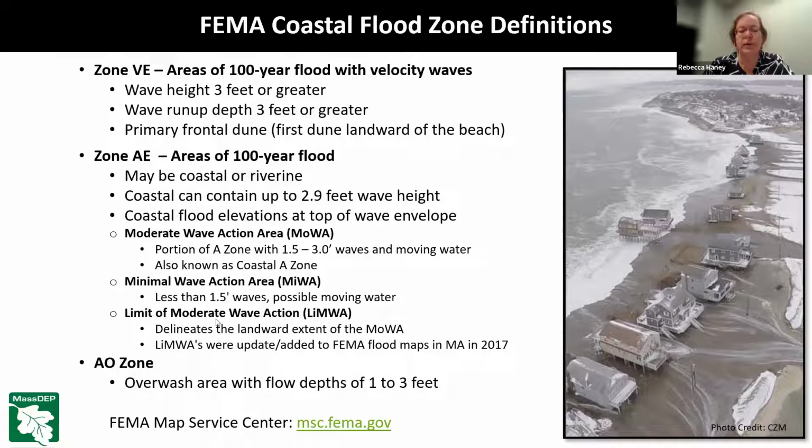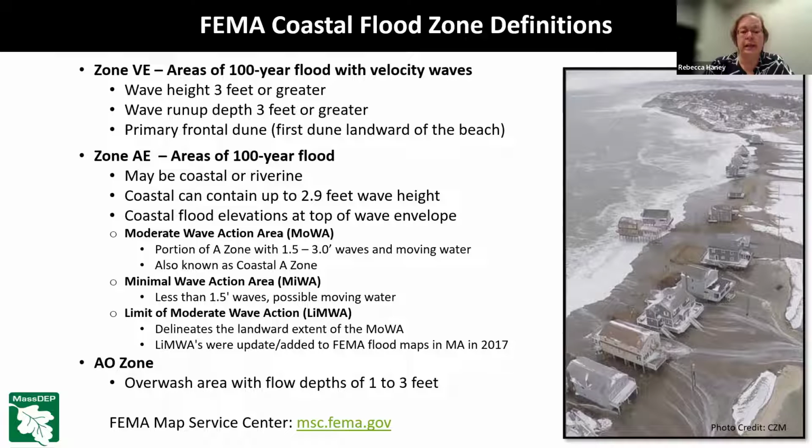on the flood maps. So the velocity zones are areas of 100-year flood with velocity waves that typically is delineated based on either wave heights of 3 feet or greater, wave run-up depth of 3 feet or greater, or if it's part of the primary frontal dune, which is the first dune landward of the beach. So that's the VE zone, and the E means that there's elevations determined, and that's the base flood elevation, or the top of the waves. We'll talk about that in the next couple slides.